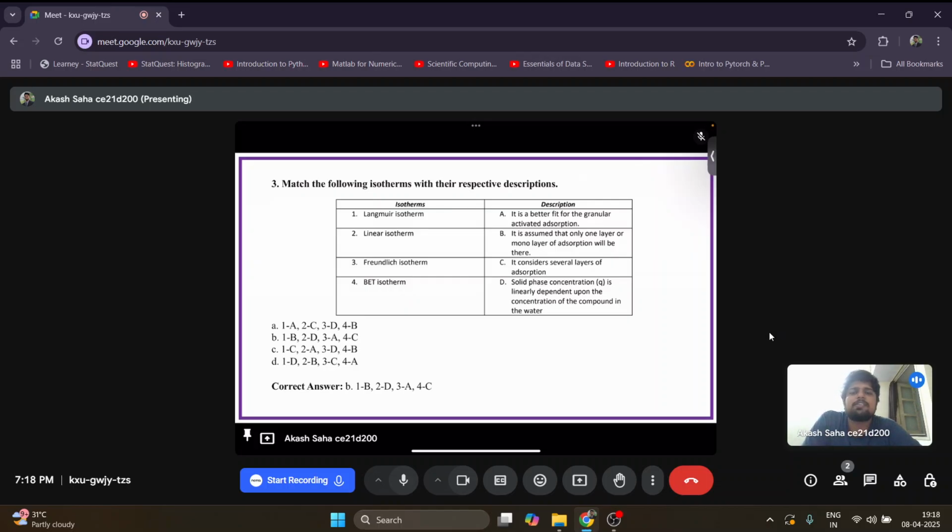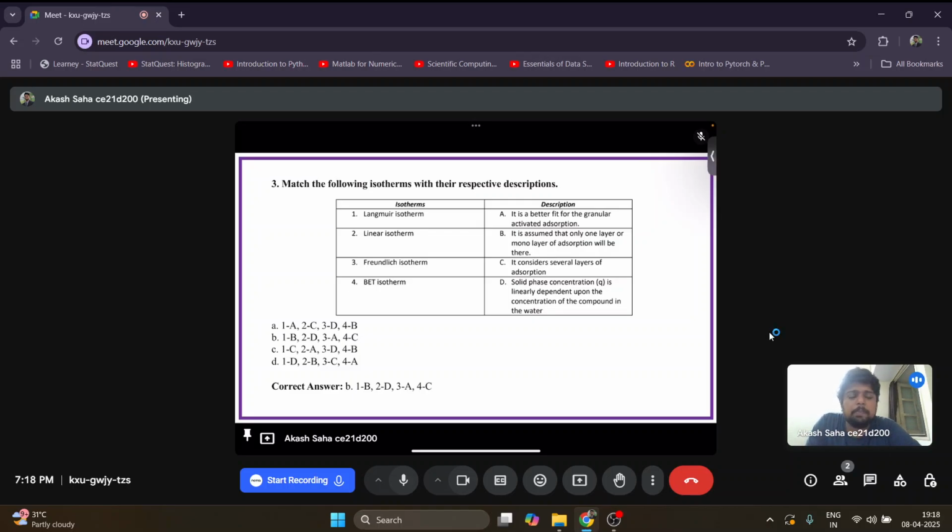Then the third is the Freundlich isotherm. The Freundlich isotherm is generally used for a fit for granular activated carbon adsorption. As we saw in the previous question regarding the activated carbon adsorption, we have been given a Freundlich isotherm. Okay, so most of the time it is the better fitting isotherm.